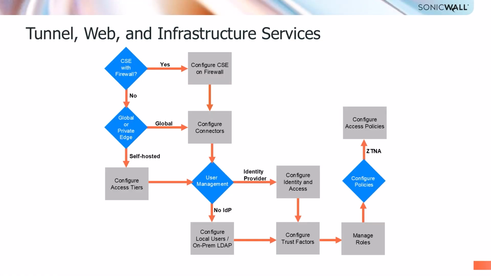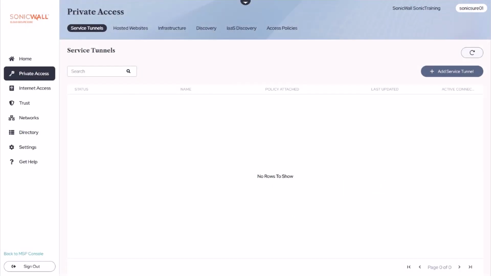When you configure access policies, you can granularly define and assign access to your private resources. This is done by creating tunnels, hosted websites, or infrastructure services. Service tunnels offer built-in continuous authorization functionality. Creating a service tunnel ensures users are authorized each time they attempt to access the protected resources from an IP.